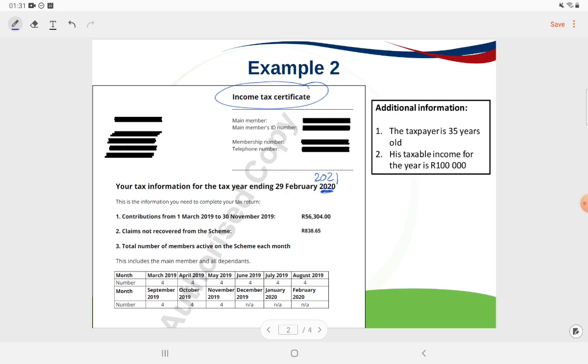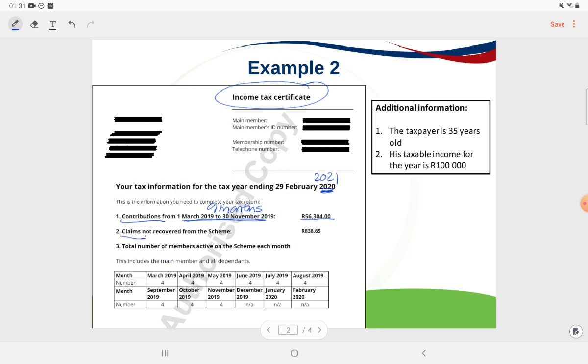So the information on the certificate is you've been given contributions for the current year of assessment, 56,304 rands. That you will need as an input into your section 6B calculation. Important to note here are the dates. You can see that this taxpayer was a member of the scheme from 1 March 2019 to 30 November 2019. So that means we'll be working with only 9 months of the tax year. He was a member of the medical aid scheme for only 9 months of the year.